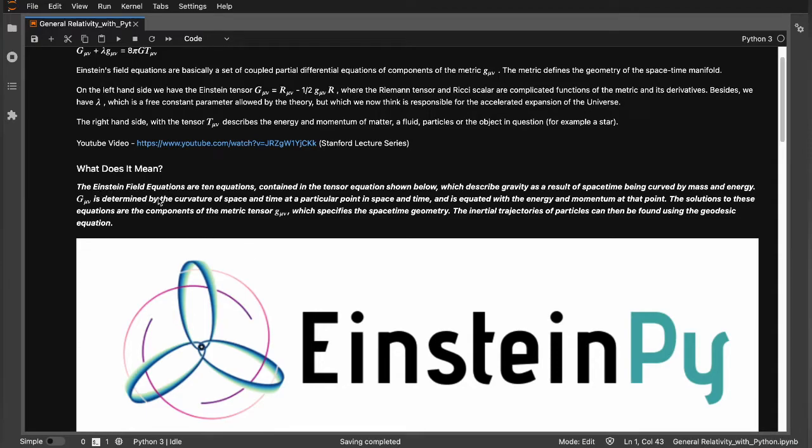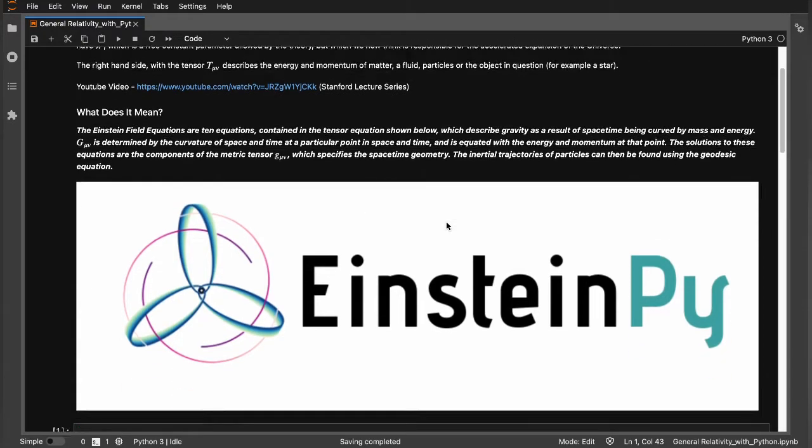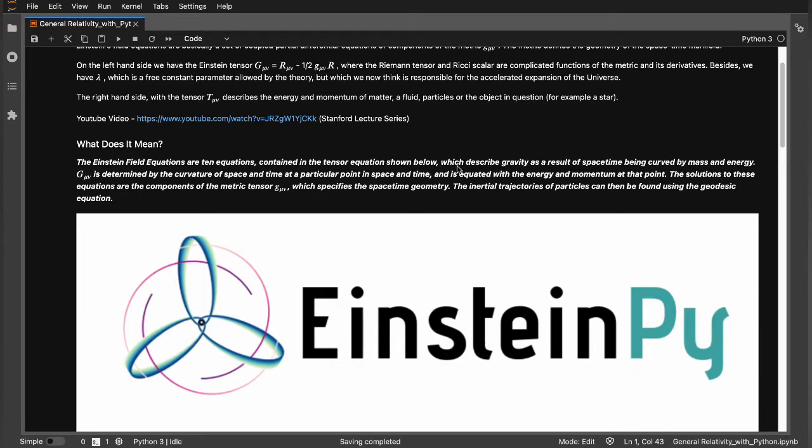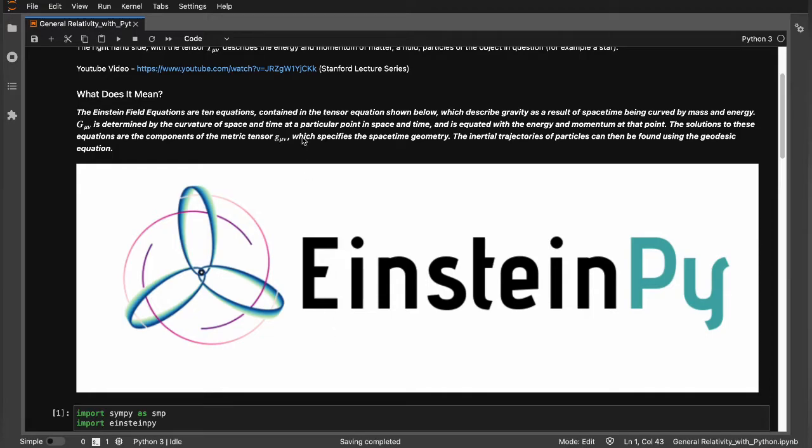The Einstein field equations are the 10 equations contained in the tensor equation shown below, which describe gravity as a result of space-time being curved by mass and energy. Capital G mu nu is defined as the curvature of space-time at a particular point in space and time, and is equated with the energy and momentum at that point. Solutions to the equation give the components of the metric tensor g mu nu, which specifies the space-time geometry. The inertial trajectories of particles can then be found using the geodesic equation.